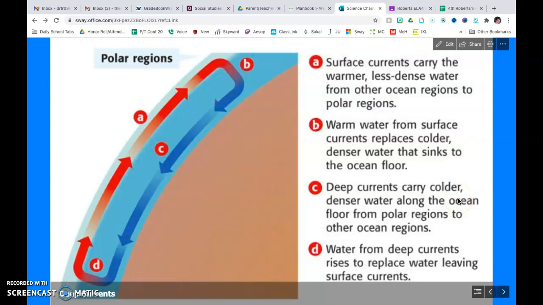Remember, just like with air, warm air rises, cold air sinks, same thing with water. Warm water rises, cold water sinks.